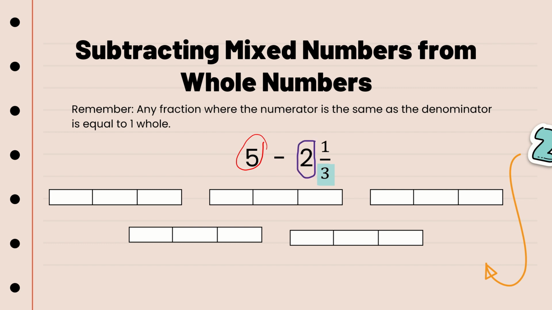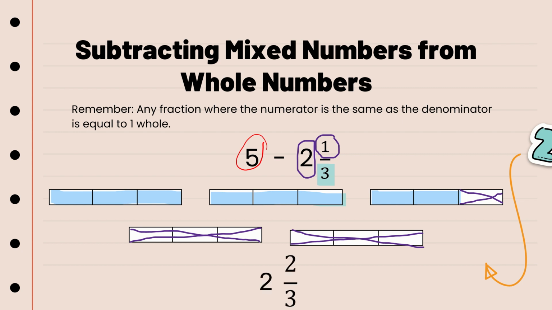We're going to start by taking away 2. So I'm going to cross out 2 whole bars, and then we have 1/3, cross out that extra third, and simply count what I have left. I've got 2 whole bars left and 2/3 of the others. So my answer is a mixed number, and it's going to be 2 and 2/3.